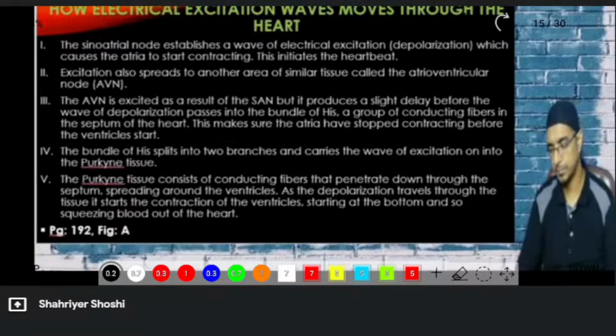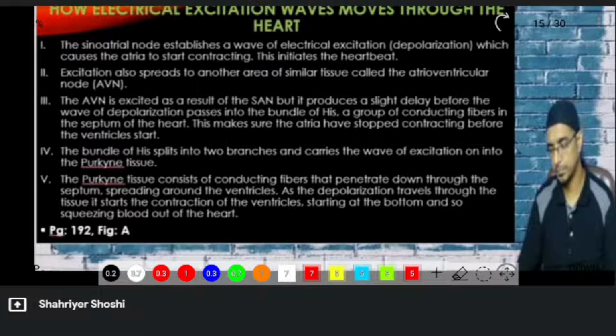The bundle of His splits into two branches and carries the wave of excitation into the Purkinje tissue. Purkinje tissue consists of conducting fibers that penetrate down through the septum, spreading around the ventricles. As the depolarization travels through the tissue, it starts to contract the ventricles, starting at the bottom, and so squeezes blood out of the heart. Any confusion till this point?